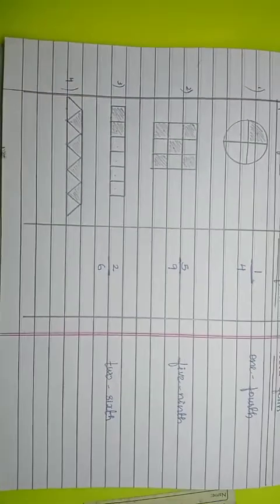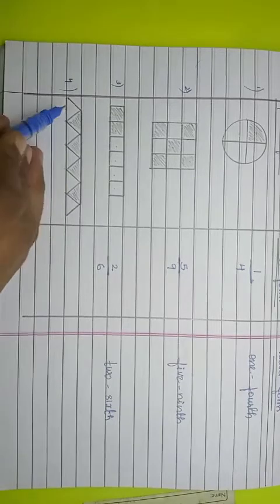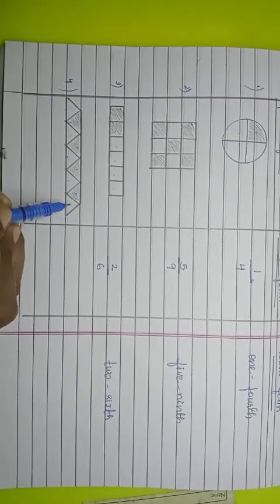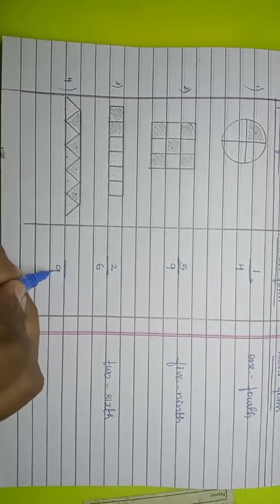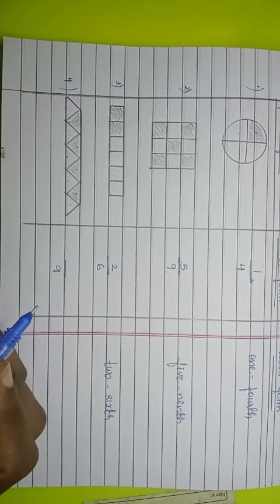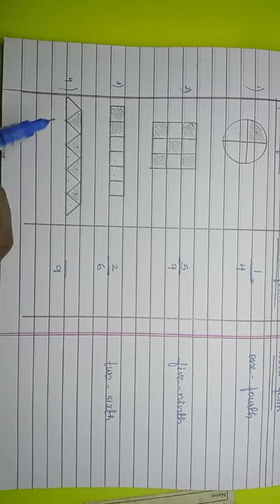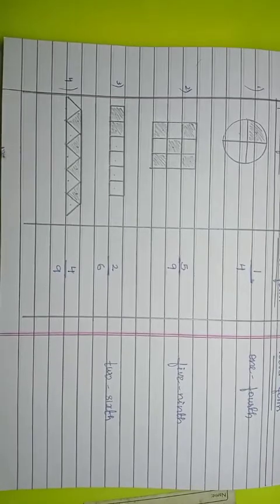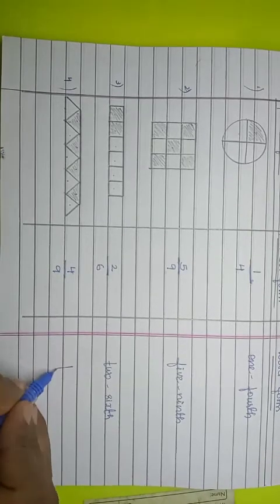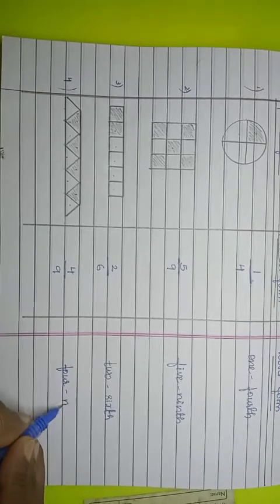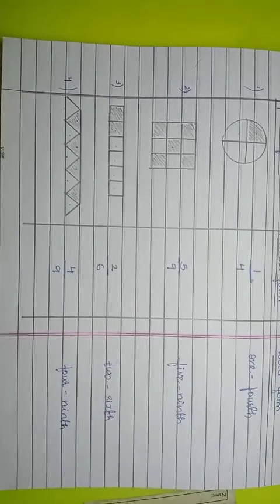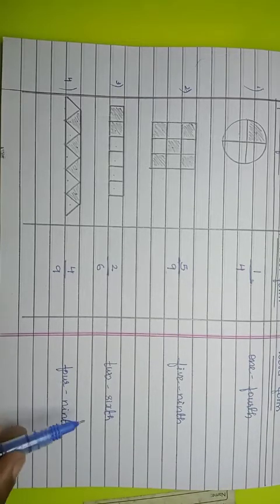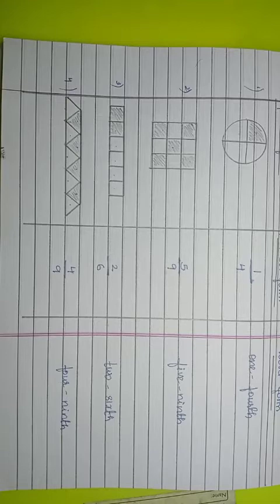Okay. Let's look at the next one. What is the total number of parts here? 1, 2, 3, 4, 5, 6, 7, 8, 9. So 9 as the denominator. How many shaded parts are here? 1, 2, 3, 4. 4 by 9. How to write that in word form? 4/9. Okay, the number in the denominator part should be added with th. Then you will get the word form of the fraction.